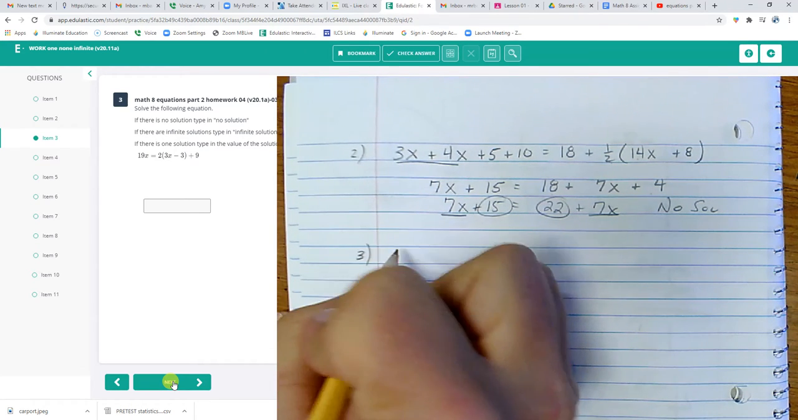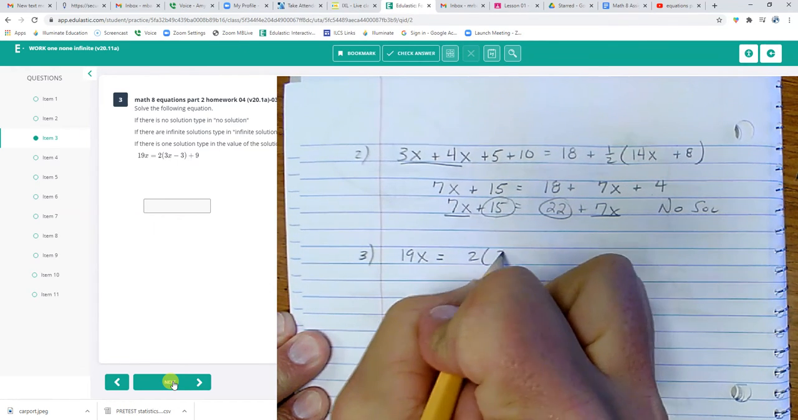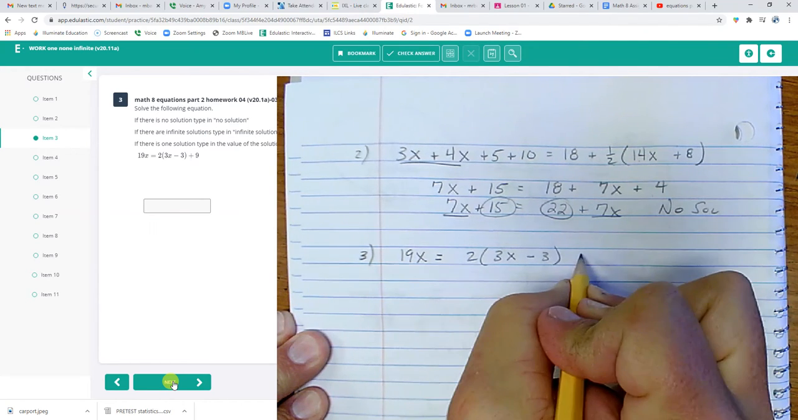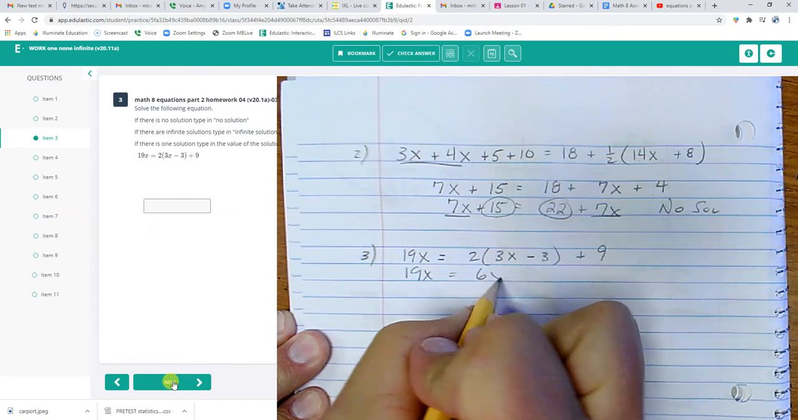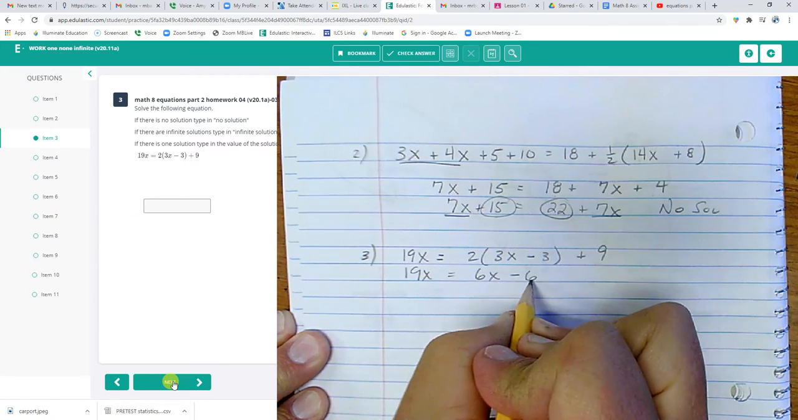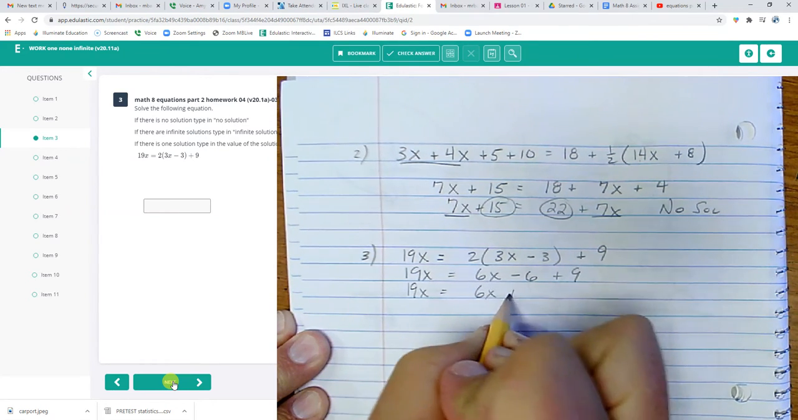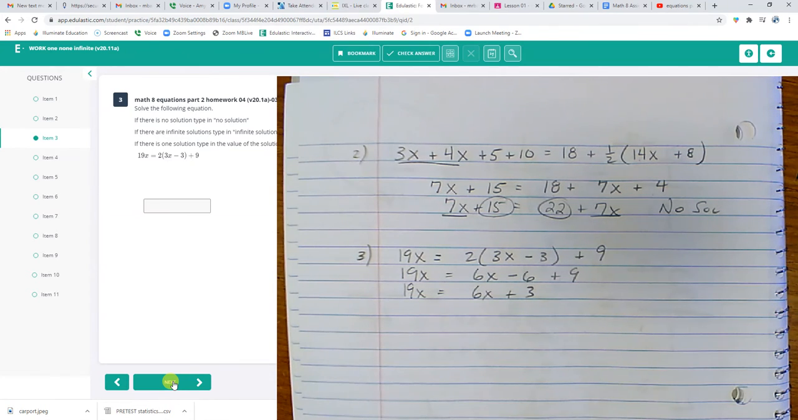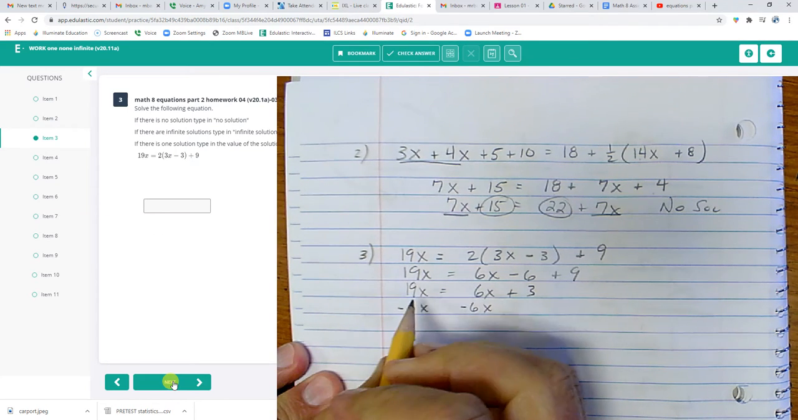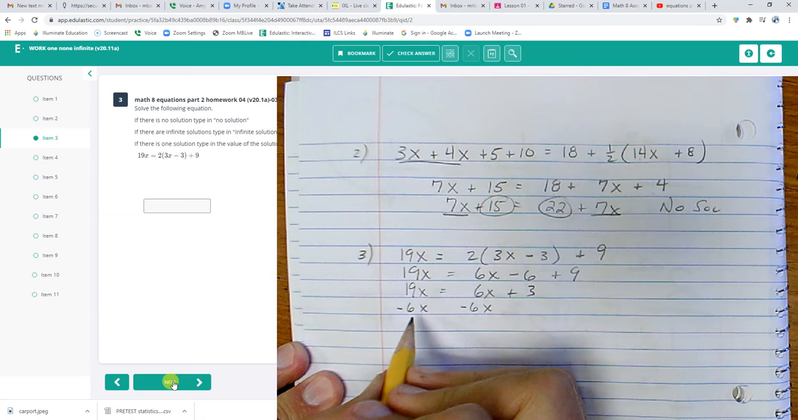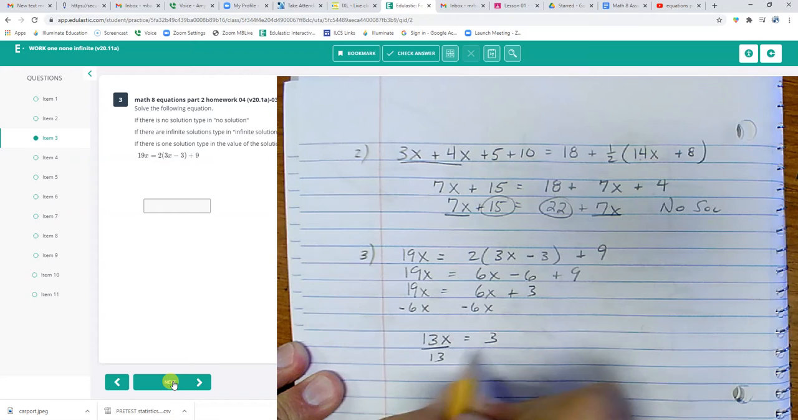Number 3: 19x equals 2 times 3x minus 3, plus 9. So 19x equals 6x minus 6 plus 9. 19x equals 6x plus 3. Okay, so there is going to be a solution to this one, so I have to solve it. I'm going to start by subtracting 6x from both sides. That's going to take me to 19 minus 6, which is 13x equals 3, dividing by 13.